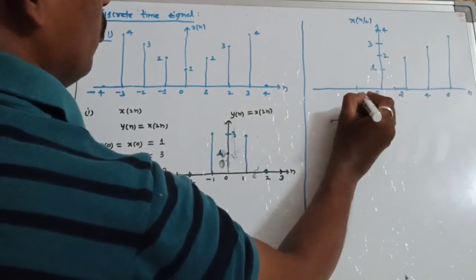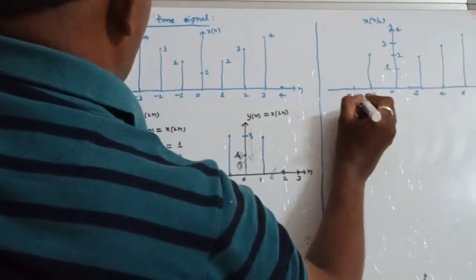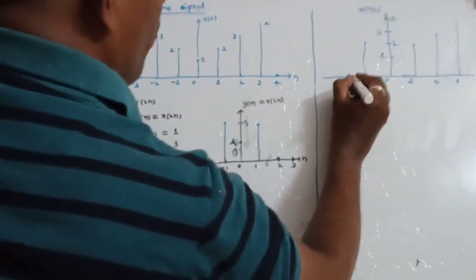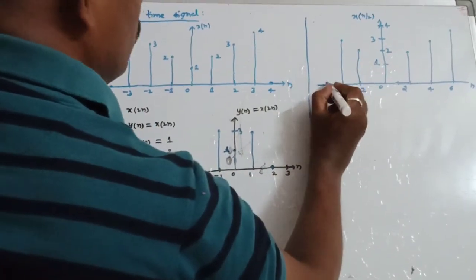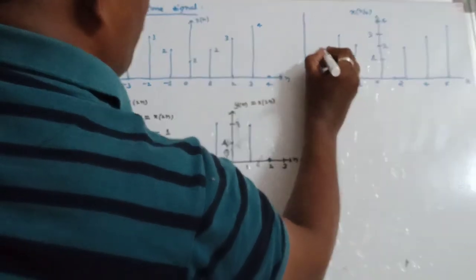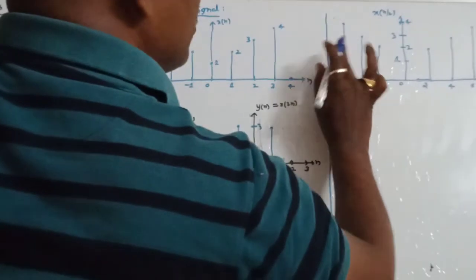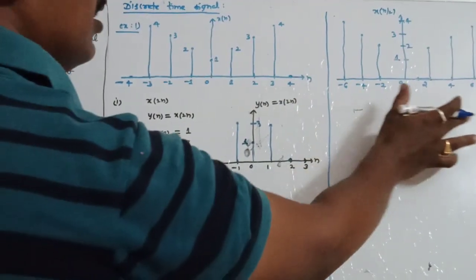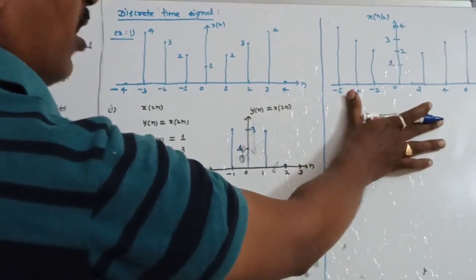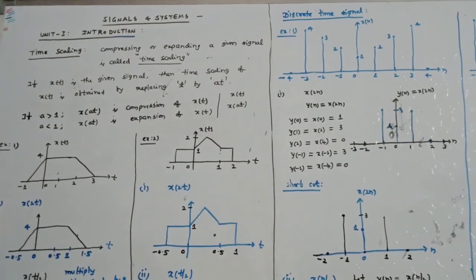Similarly at -1, multiply with the scale by 2, -2. The amplitude is 2. At -2 into 2, -4, the amplitude is 3. So at -3 into 2, -6, the amplitude is 4. So all the rest of the samples are 0. So in this way you can do the same method by shortcut. You can cross check both of them. Both answers are same. So in this way you can do many problems on time scaling operation.